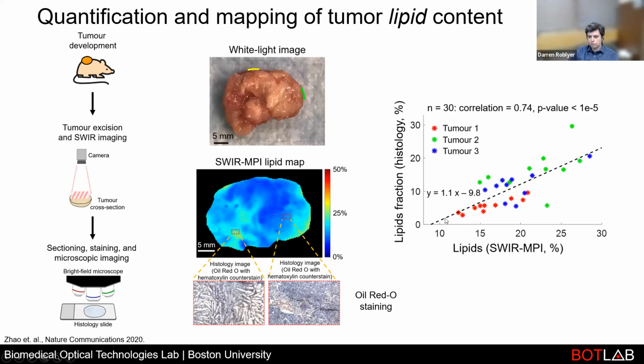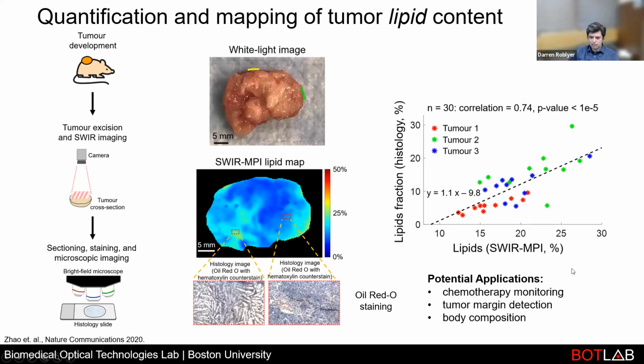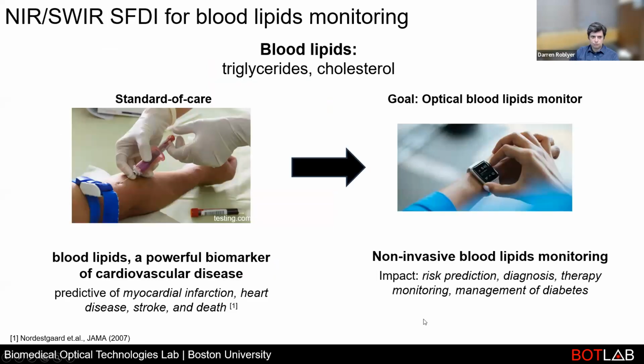And over a number of tumors, we can see a nice correlation between the optically measured lipids versus the lipid fraction from histology. And so spatially mapping lipids like this could have potential applications for chemotherapy monitoring, for tumor margin detection, or for just understanding the composition of the body over different locations. We call that body composition measurements.